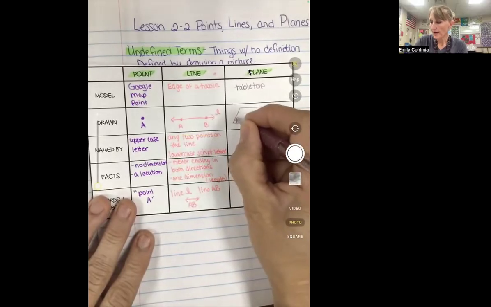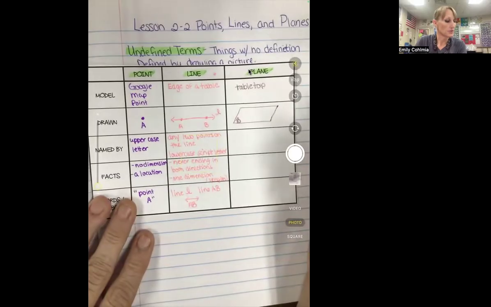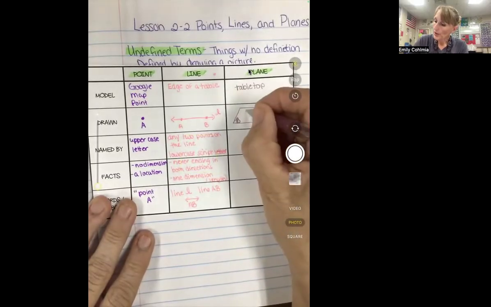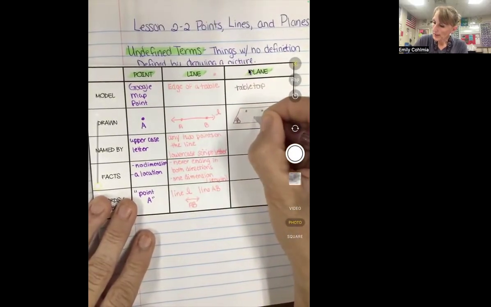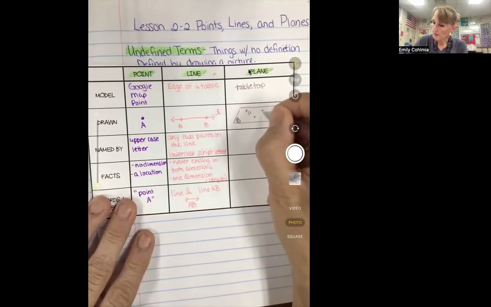So we can have a name, which is an uppercase script letter, or it takes any 3 points that are not on a line.